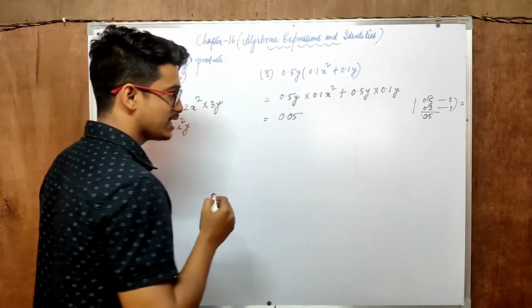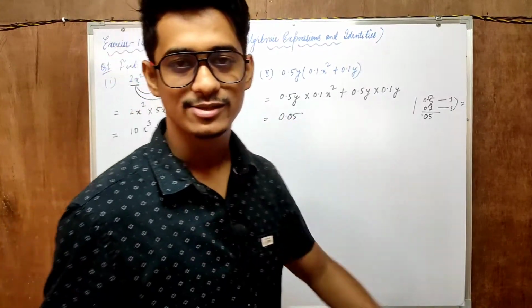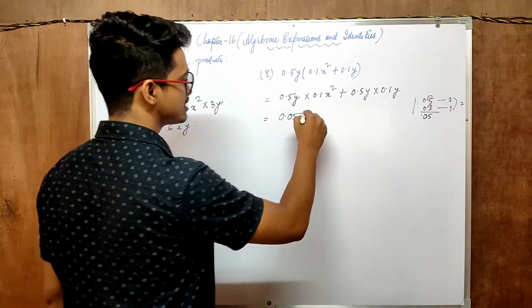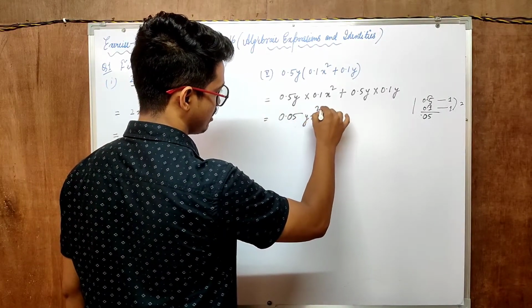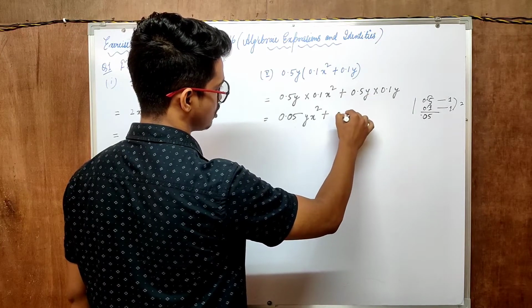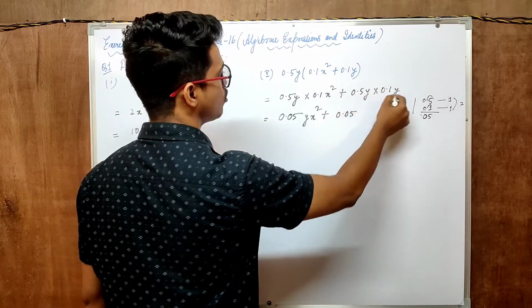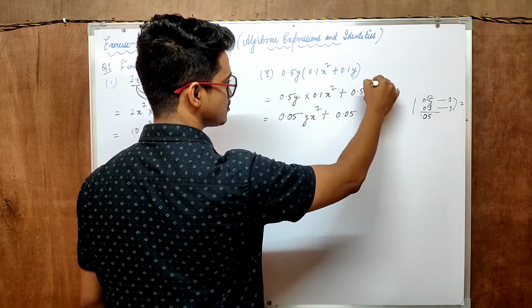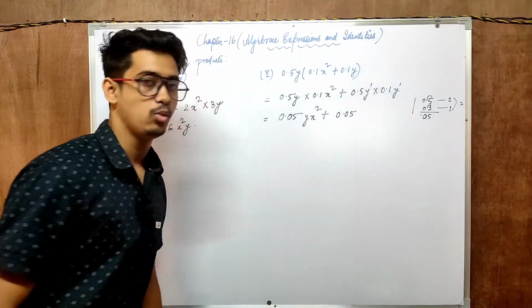Now, are they like or unlike? Unlike, because the base is not the same. So it will stay as it is. After that, same, 0.5 into 0.1. So it will become 0.05. And y. Now, the bases are the same. So that means the power gets added up. So what is the power? 1 and 1.